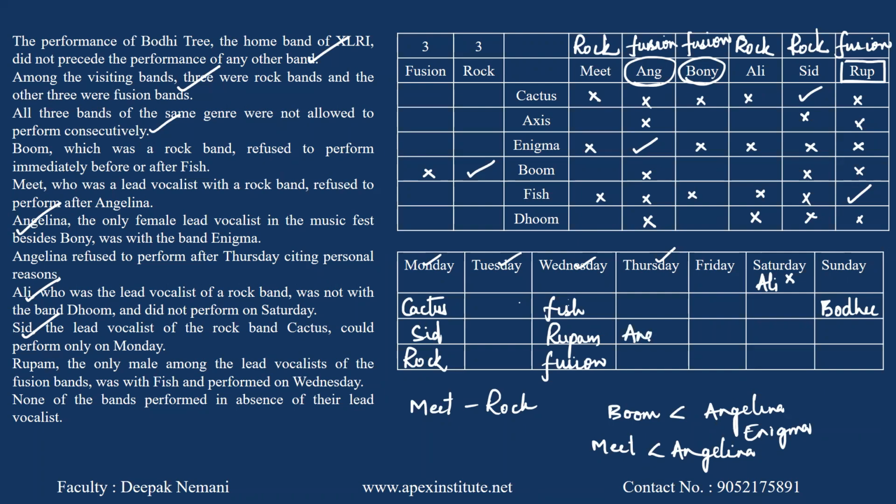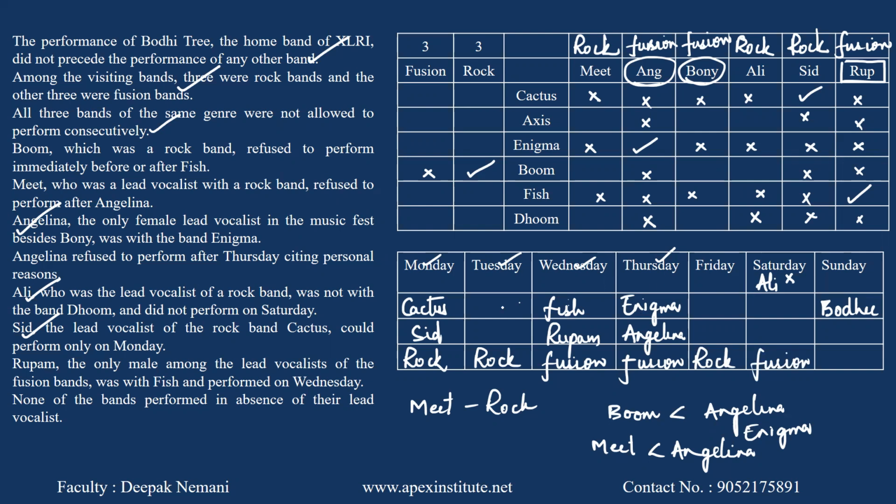Angelina is performing on Thursday. And Angelina is a lead vocalist in Enigma, which was a fusion band. This is a fusion band. And you cannot have all three fusion bands being played on three consecutive days. So you need to have a rock band here and a rock band here, and you need to have a fusion band here. Perfect.